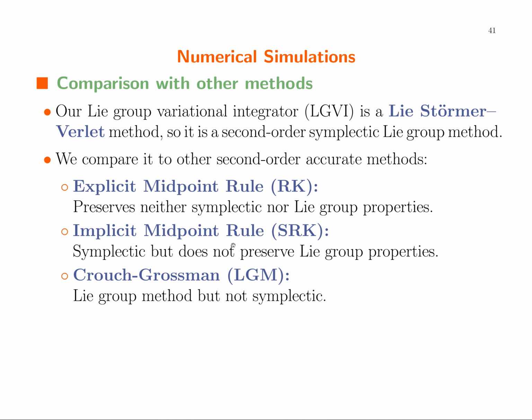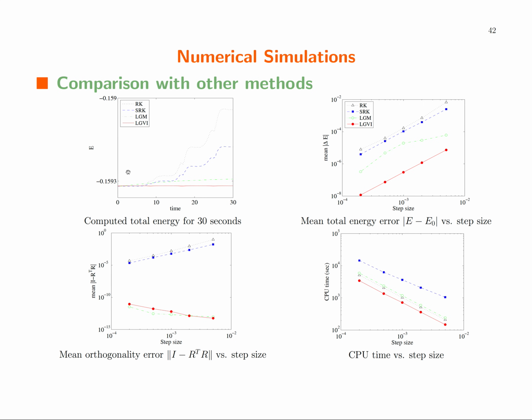There is the implicit midpoint rule, which is symplectic, but is not a Lie group method. And there's, of course, the Crouch-Grossman method, which is a Lie group method, but not symplectic. Okay, so those are some natural choices. And let's see what happens. Okay, so these are Runge-Kutta, symplectic Runge-Kutta, a Lie group method, and then the Lie group variational integrator, which is both a Lie group and symplectic method. Okay, and so if you look at the red line, which is our Lie group variational integrator, you'll see that the total energy error is extremely small, as one might expect.